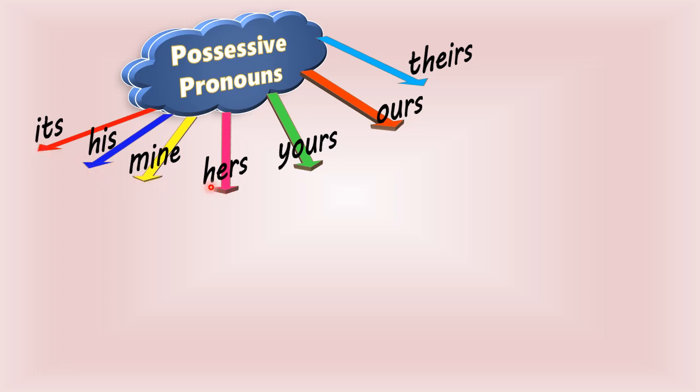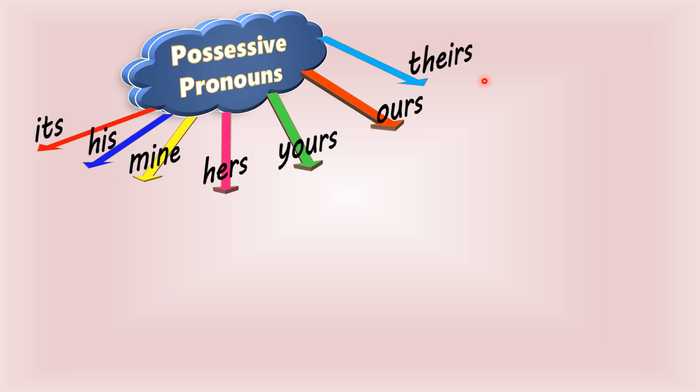Children, notice one thing. We are not putting an apostrophe here. We put an apostrophe in nouns. When we show possessive ownership in nouns, then we use apostrophe s. But in possessive pronouns, we never use apostrophe s. This much is clear to you all?